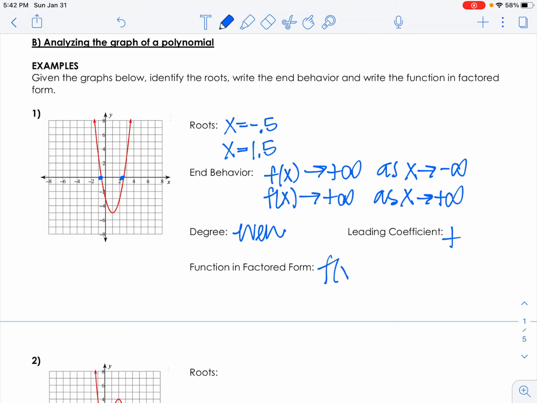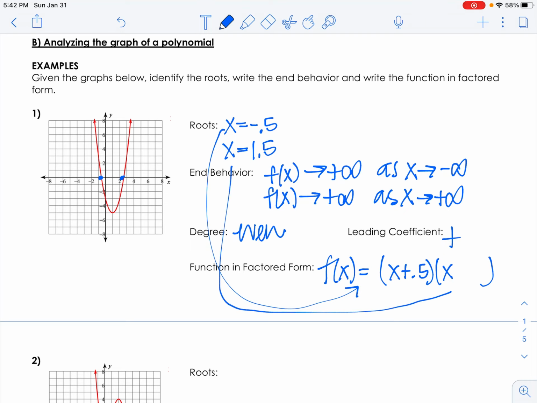So now my function in factored form, I have a positive number out in front, okay? So I'm not going to put anything. I know my factors will be x and x. To get -0.5, I had to have positive 0.5. And then to get positive 1.5, it has to be minus 1.5. That's my factored form with a positive leading coefficient. This would have an even degree because if I FOILed it, I would get x times x, which is x squared. There's 2 factors there. That would be my even degree.